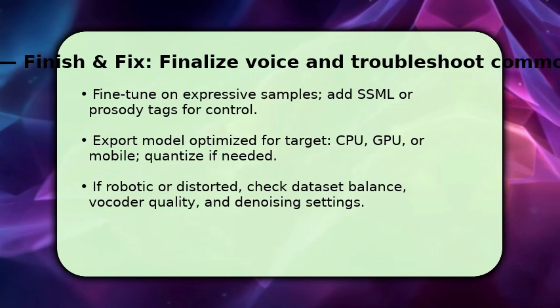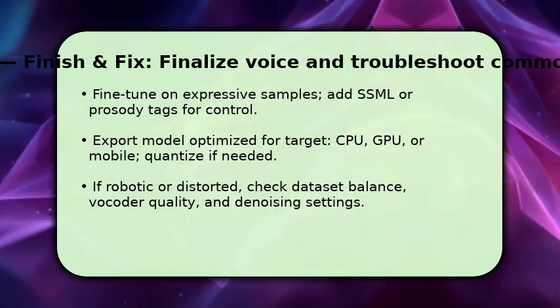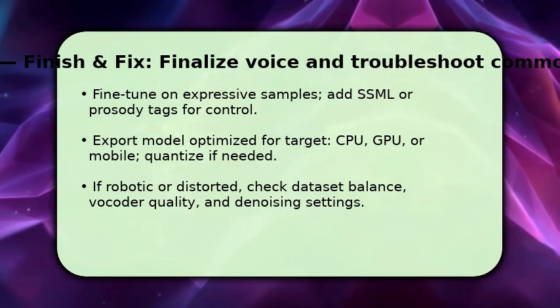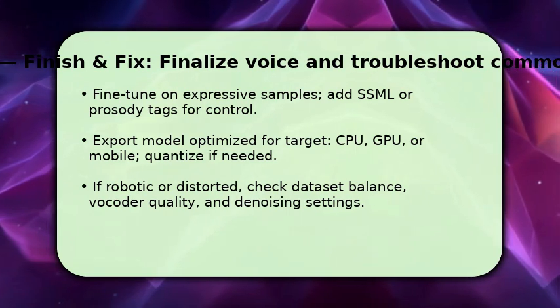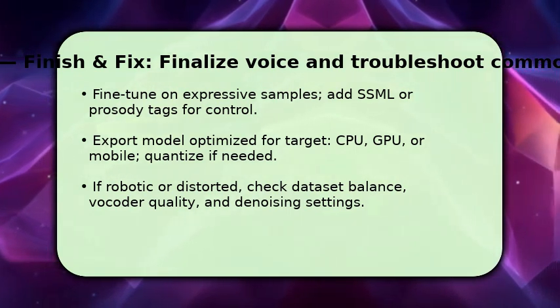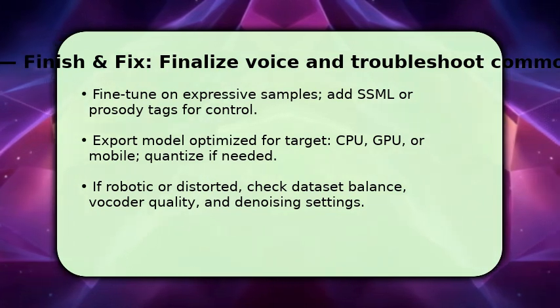If the output sounds robotic, distorted, or muffled, inspect dataset balance for missing phonemes, swap to a higher quality vocoder, and verify denoising thresholds. As a key troubleshooting tip, retrain a small split after fixing data issues to confirm the fix before full deployment.